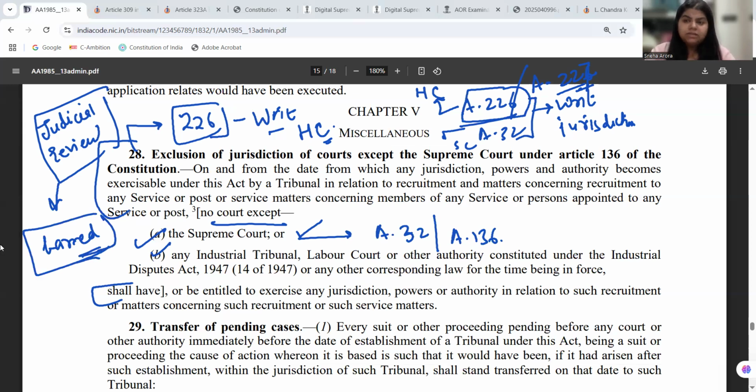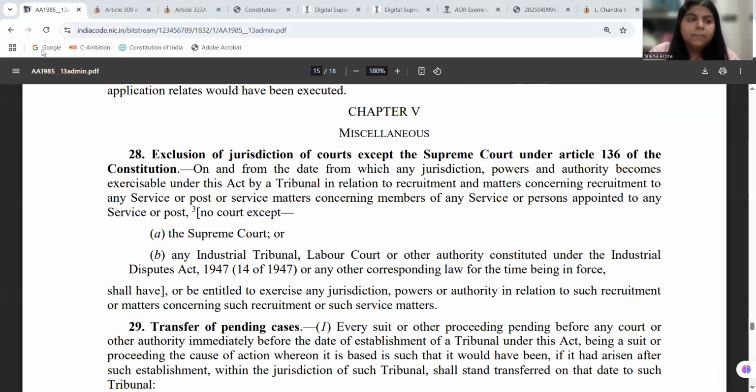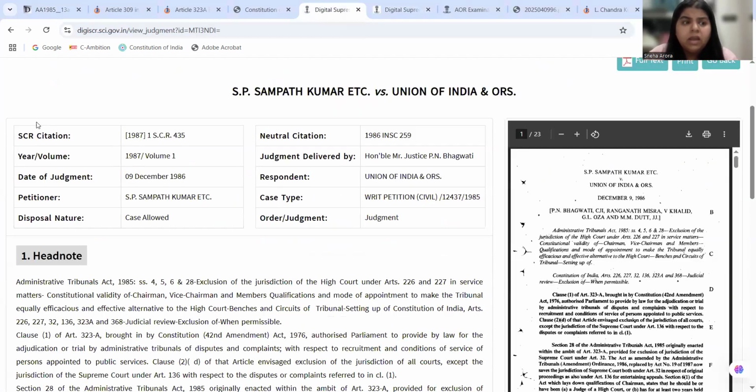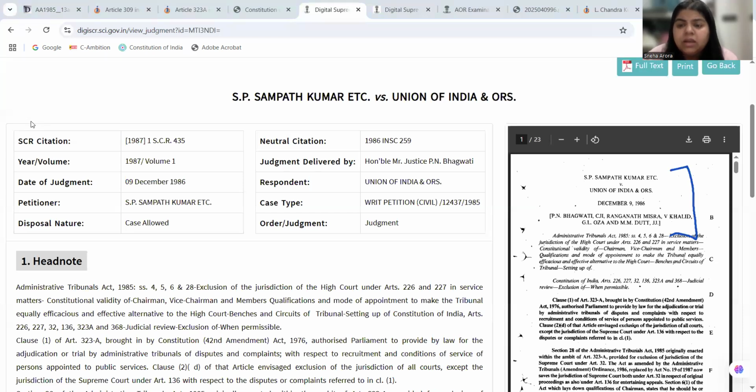Now, this challenge to Section 28 regarding its constitutional validity was taken up in Sampath Kumar's case. Okay. So I am opening the Sampath Kumar judgment. Now, the Sampath Kumar case is a 5-judge bench judgment. Okay, so 5 judges are deciding this case. And in Sampath Kumar, I will not take much time. In Sampath Kumar, Section 28 was upheld.